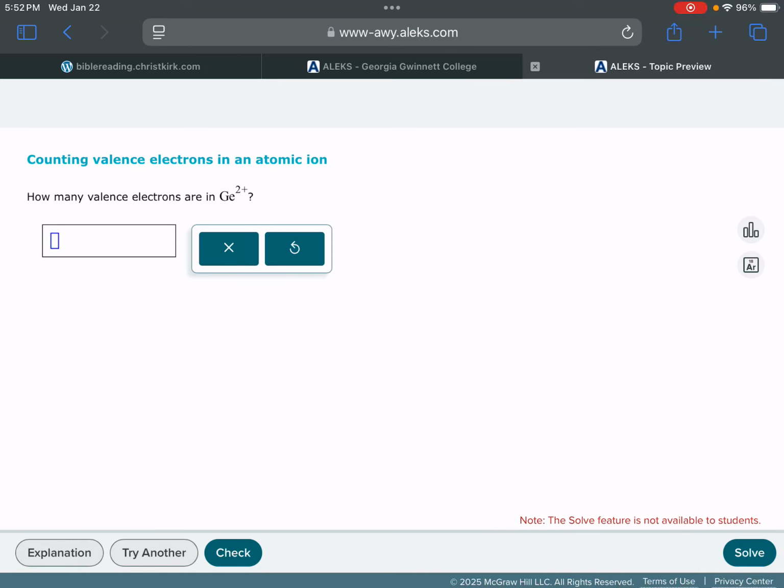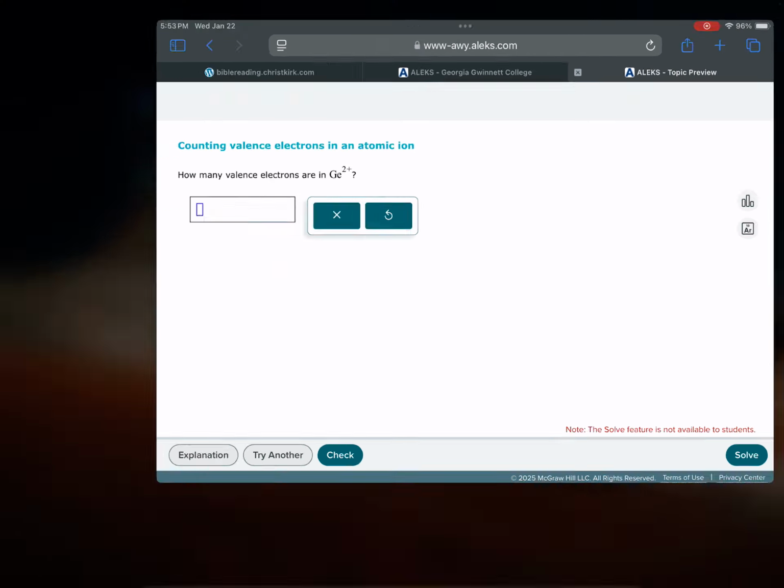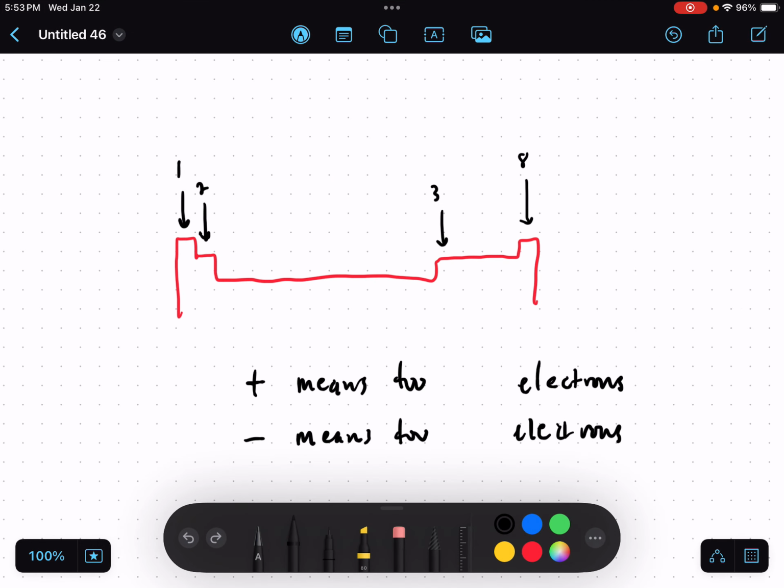Okay, so we're going to do another video where we count valence electrons, but this time we're going to talk about counting valence electrons in ions. An ion is just like an atom, except it's going to have too many electrons or too few electrons. It's going to have extra, or we're going to take some away. So let's go over to the whiteboard to see what that might mean.